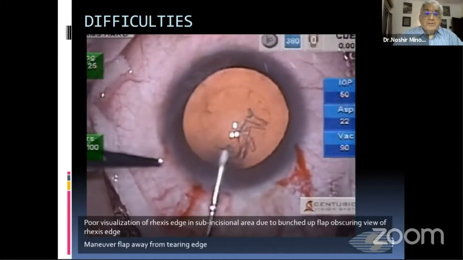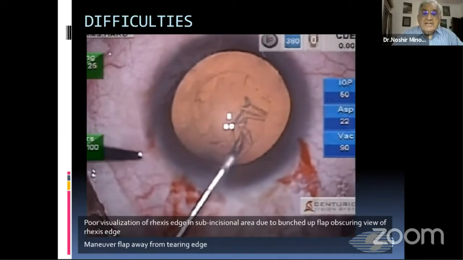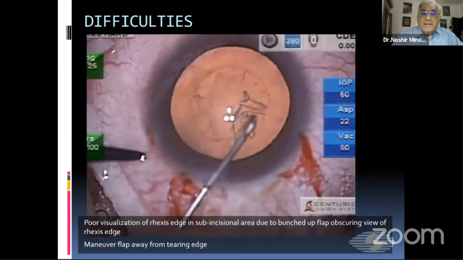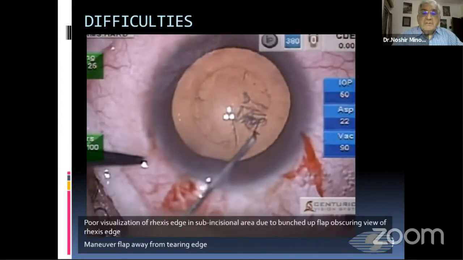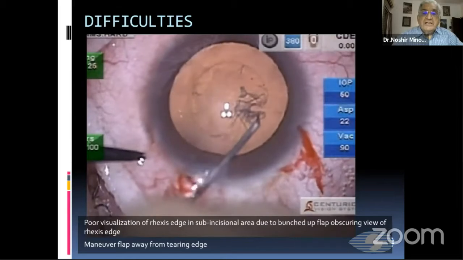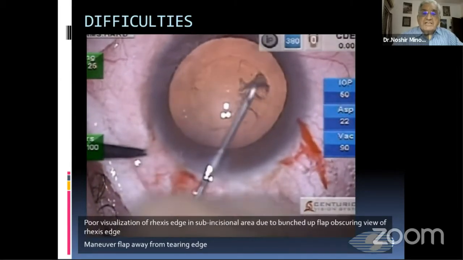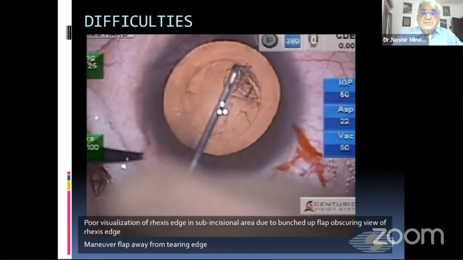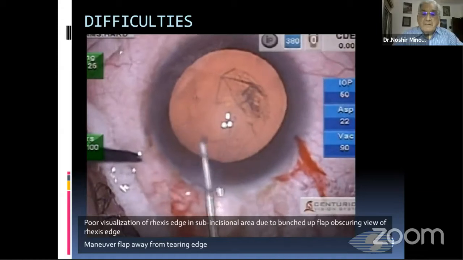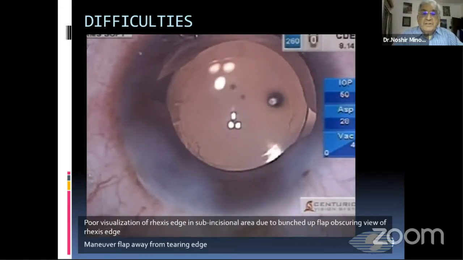Now, this is a poor visualization of the rhexis because it got bunched up. You can see that the rhexis has got bunched up, and you cannot see the edge of the rhexis very well. So what you have to do is inject viscoelastic as much as possible and see that you are able to see the edge of this rhexis very well. And this is how it comes if you unbunch it.